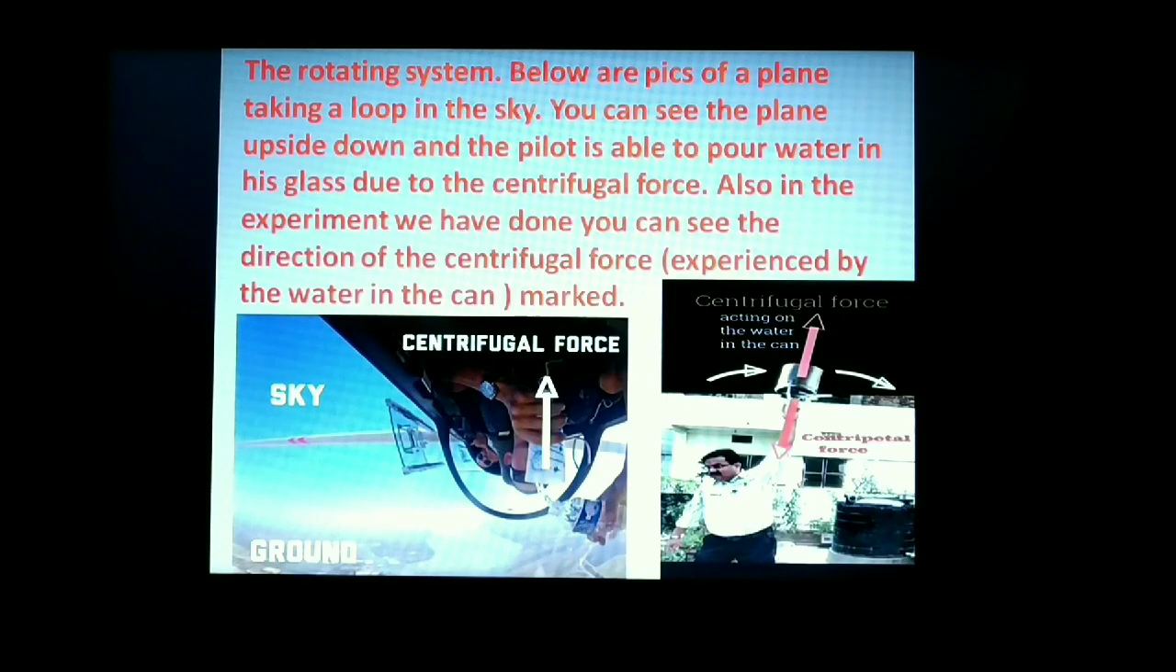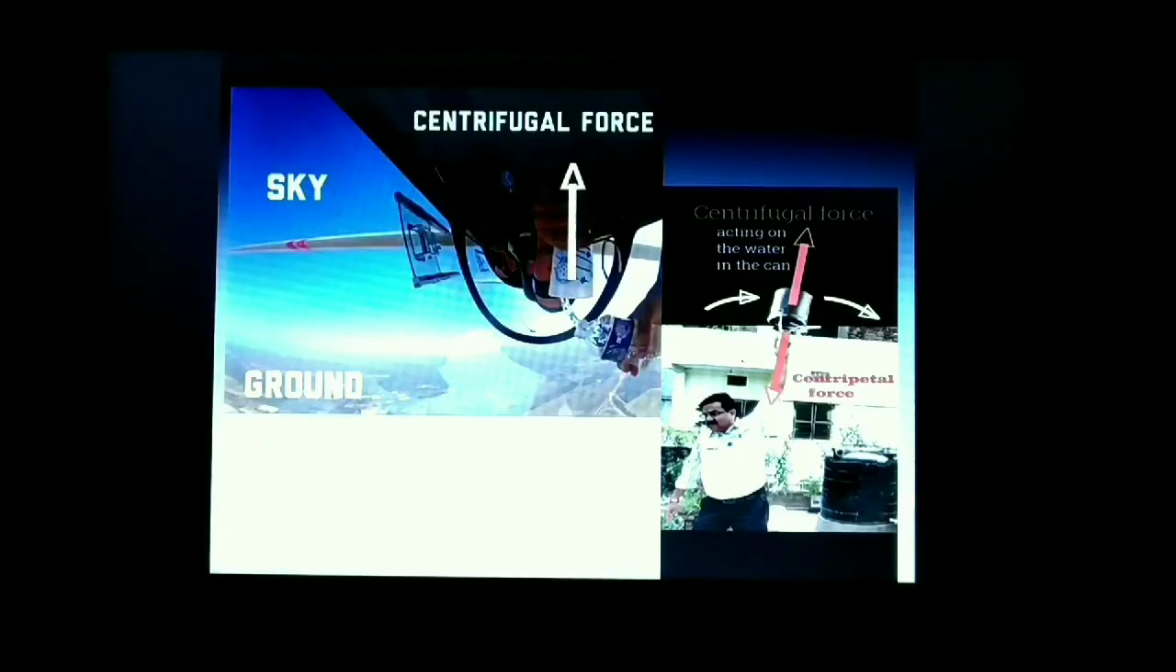Also, in the experiment we have done earlier, the water in the can did not fall out. You can see in the second figure, the centrifugal force acting on the water, which is part of the rotating system, prevents it from falling out. Now the figure you can see here more clearly. Discuss about work.